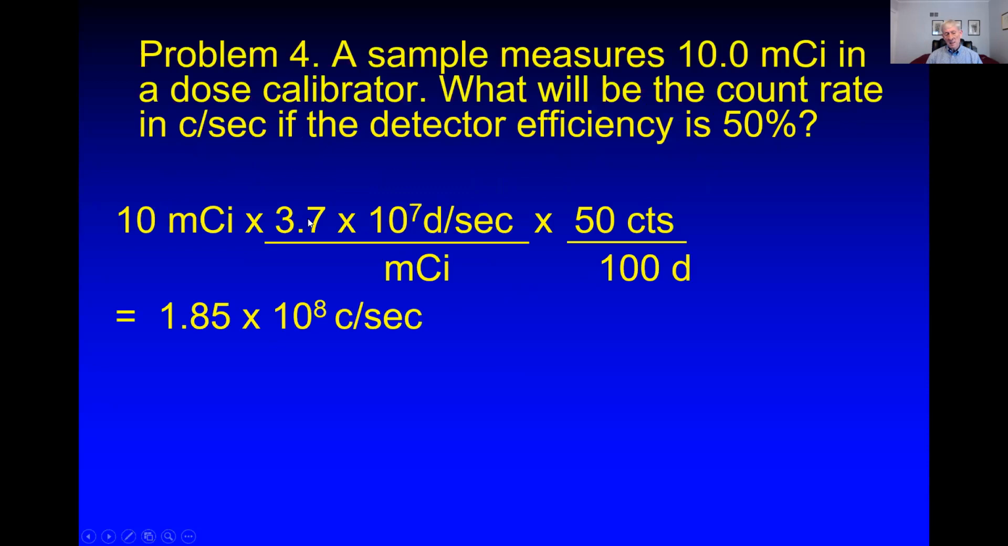10 millicuries times 3.7 times 10 to the 7th. That gives us 3.7 times 10 to the 8th, but it's only 50% efficient. So you're only getting 50 counts from 100 disintegrations. Disintegrations cancel, and now you have counts per second per millicurie. This is simply half of this. Half of 3.7 times 10 to the 8th, 50% efficient. We take that disintegration rate, cut it in half, we got our answer. It's a working in your head problem, basically.